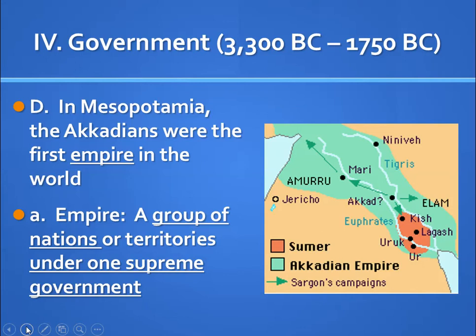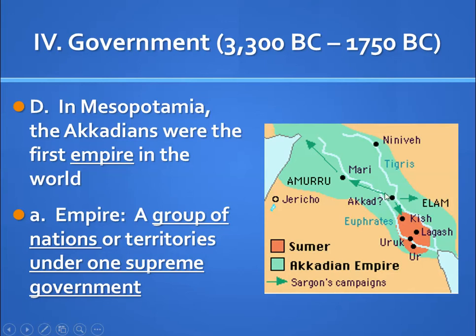Now, some governments would be more aggressive, and they would create an empire. The first empire in the world is the Akkadians. A way to remember that is Akkadian starts with the letter A. A is the first letter. They're the first empire. And if you look at this map, Akkadia, they put a question mark because they don't know. It was a long time ago.